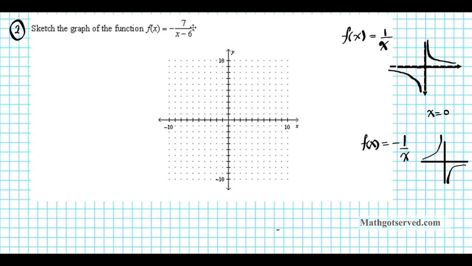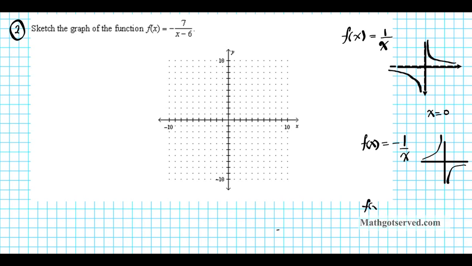Now how about this 7 right here? This 7 basically means the dilation along the y-axis. It just stretches it up or down vertically, so that doesn't have a significant impact on the look of the graph. But this x minus 6 is important. This x minus 6 is a shift along the x-axis. Since it's x minus 6, we're going to do the opposite. That means you're going to shift 6 units to the right.